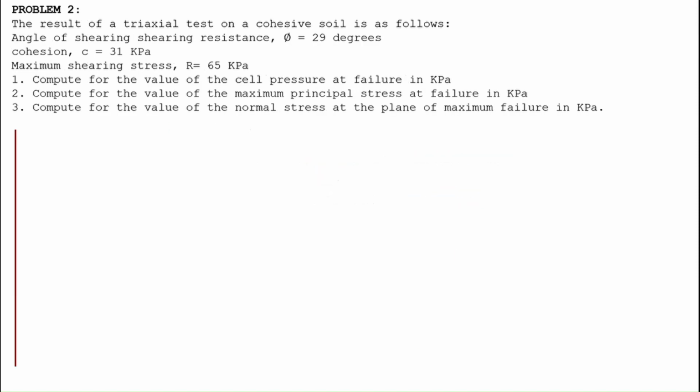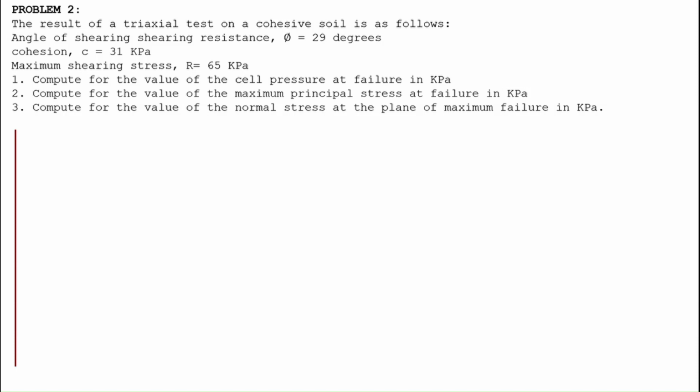Problem number 2. The result of a triaxial test on a cohesive soil is as follows. Angle of shearing resistance, phi equals 29 degrees. Cohesion, c equals 31 kilopascal. Maximum shearing stress, R equals 65 kilopascal.